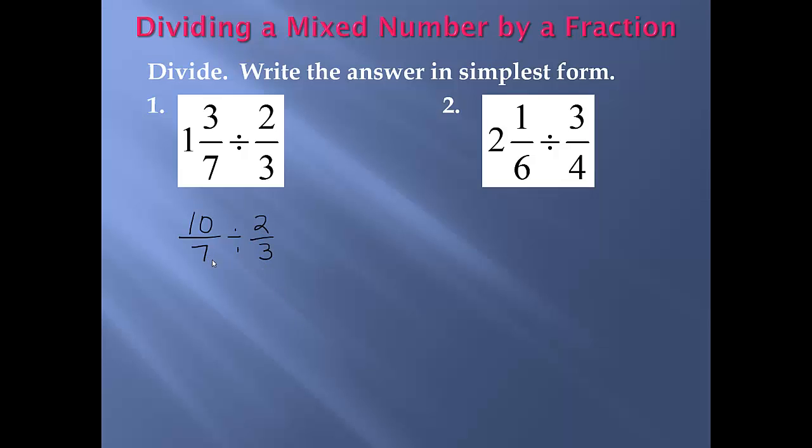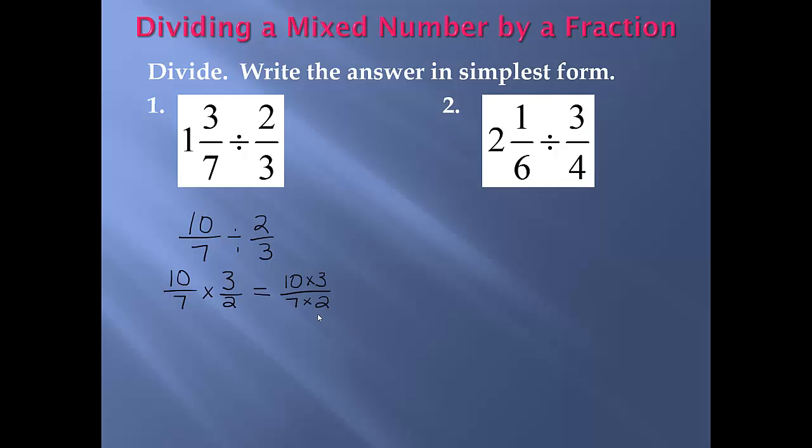When we are dividing fractions, we keep the first fraction the same, so it will stay 10 sevenths, and then we multiply by the reciprocal. And the reciprocal of 2/3 would be 3/2. Now we can multiply across. 10 times 3 for the numerator and 7 times 2 for the denominator.